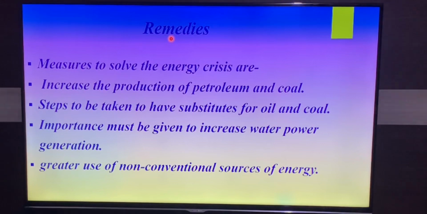Remedies. Measures to solve the energy crisis are: increase the production of petroleum and coal. Steps to be taken to have substitutes for oil and coal. Importance must be given to increase water power generation. Greater use of non-conventional sources of energy.